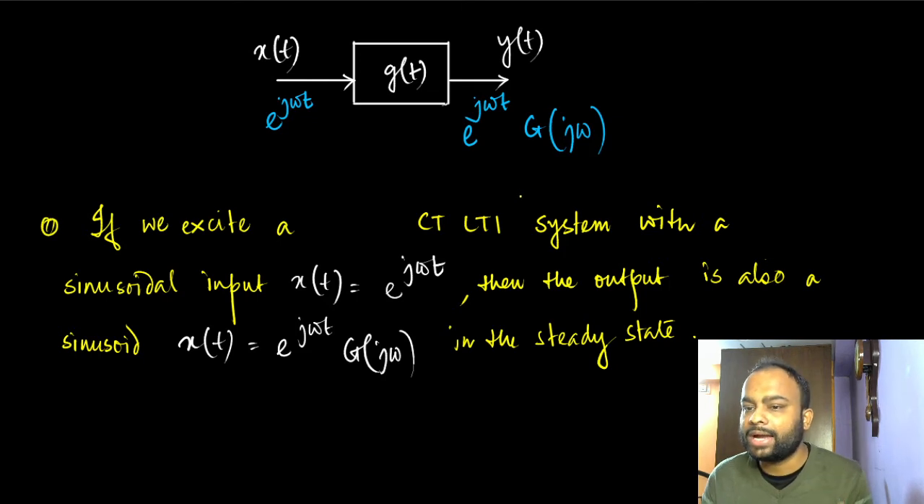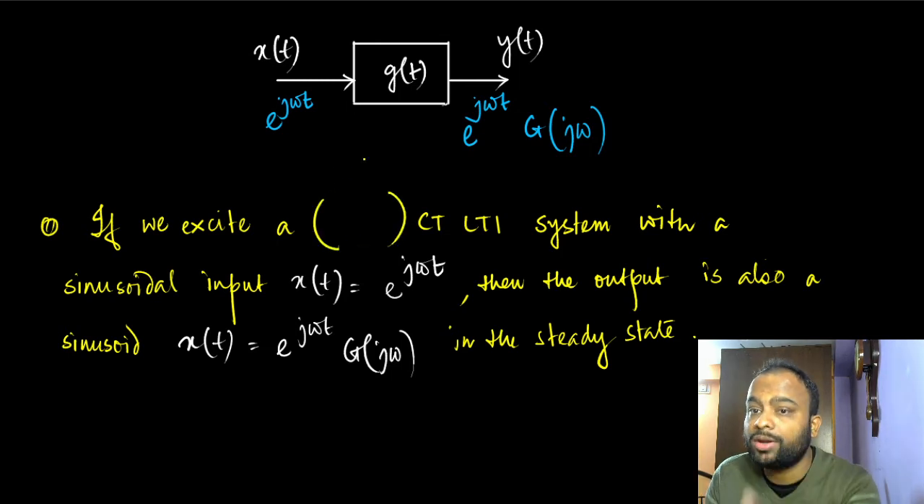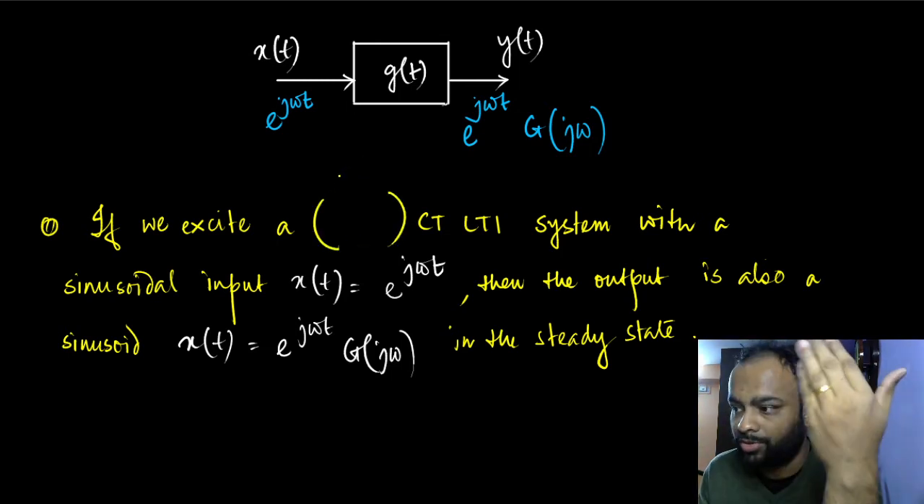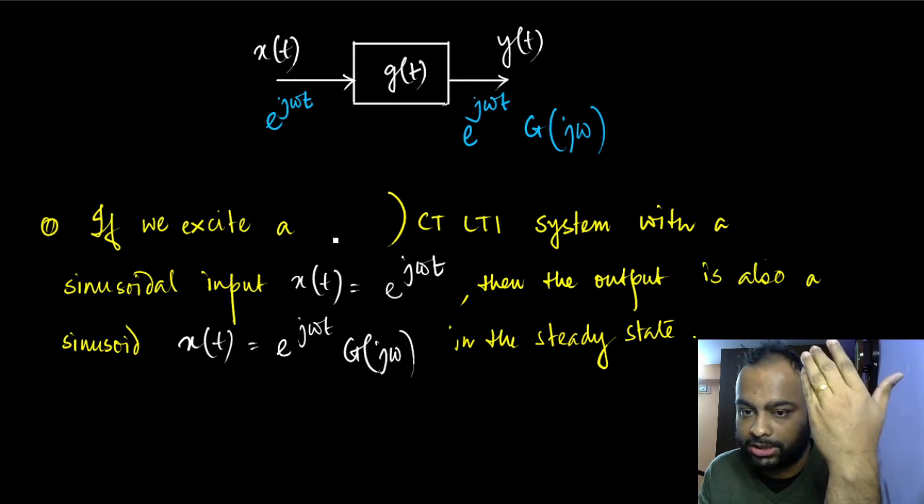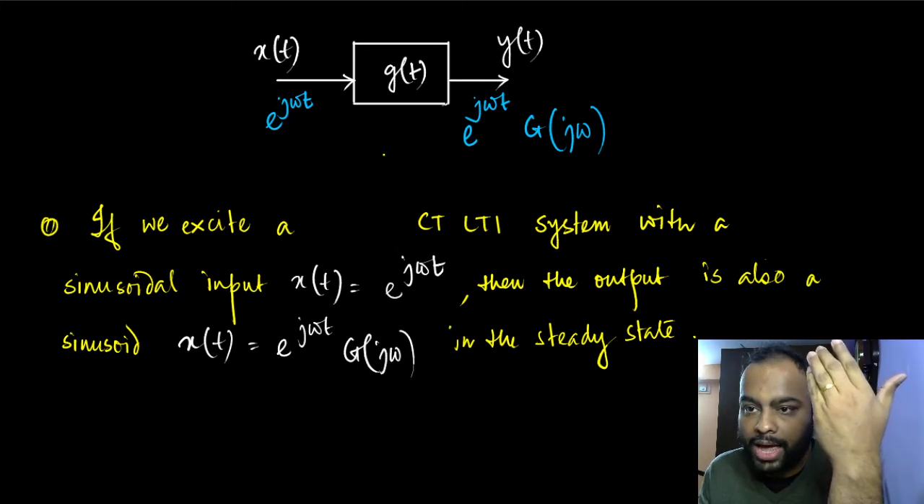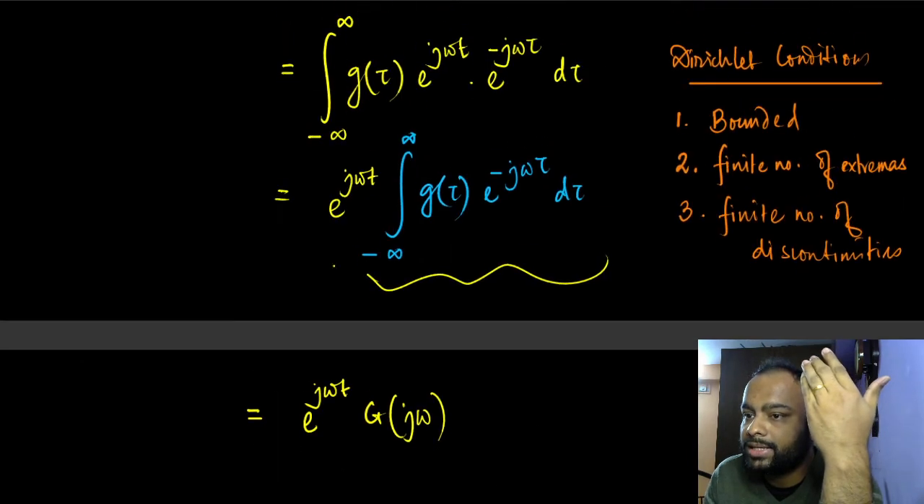So if I excite a continuous time LTI system with a sinusoidal input that looks like this, then the output is also a sinusoid that looks like this in the steady state. Now here is the condition. I have to impose certain conditions so that g(t) has a Fourier transform. The Fourier transform actually converges for g(t), right? And what is the condition? The conditions are these Dirichlet conditions.